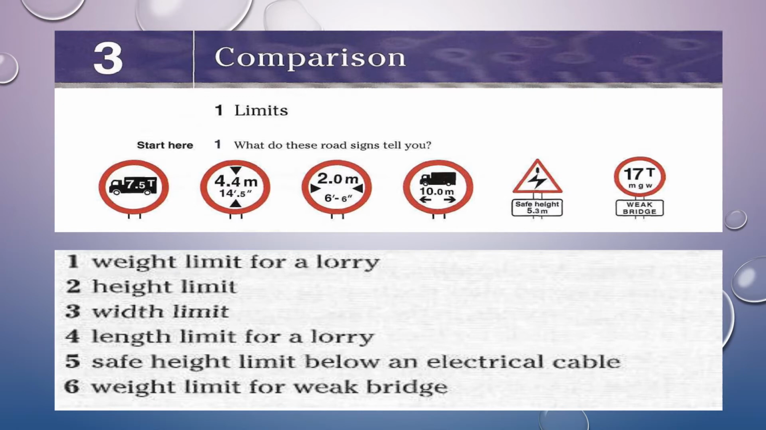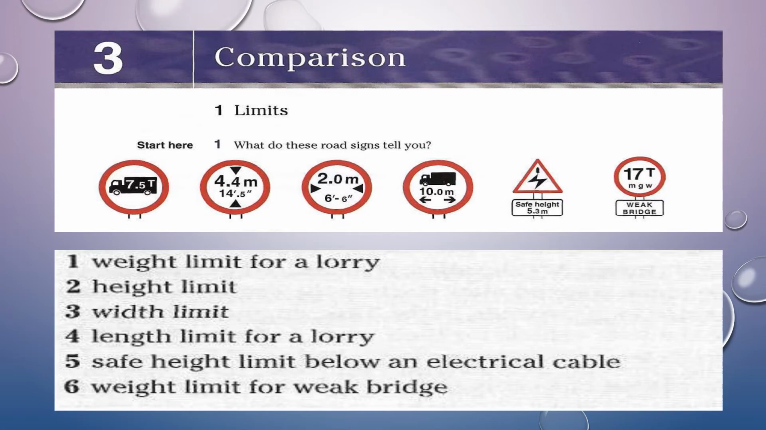Number 4 here means length limit for a lorry. The length of the lorry, from the front to the back, should be no more than 10 meters from here to here. The next one means safe height limit below an electrical cable. Okay, here, look, this sign means something related to electricity.